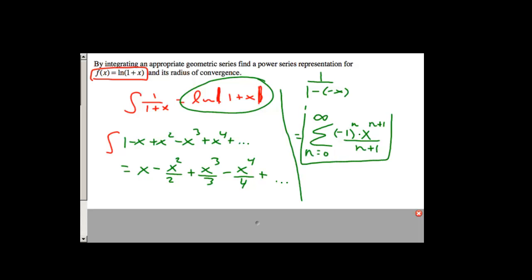And what would the radius of convergence be? Well, the radius is going to be the same radius because I integrated this function. The radius of that series is 1. So the integration will result in a radius of convergence of 1.